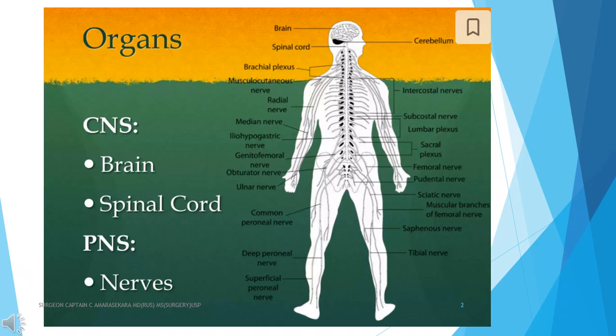Clinically, PNS disorders often present with lower motor neuron signs, peripheral neuropathies, or nerve entrapment syndromes. For example, injury to common peroneal nerve can cause foot drop, while median nerve compression leads to carpal tunnel syndrome.